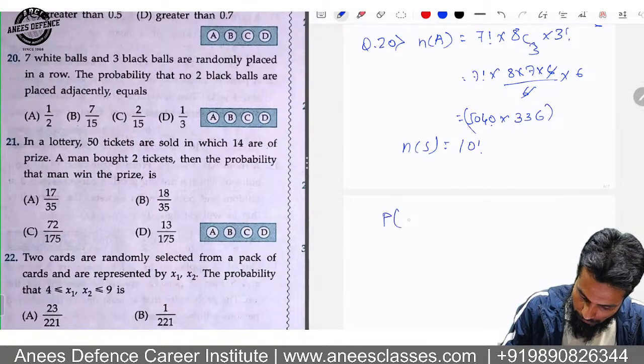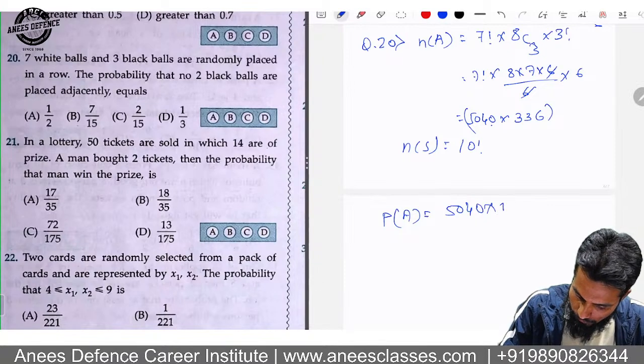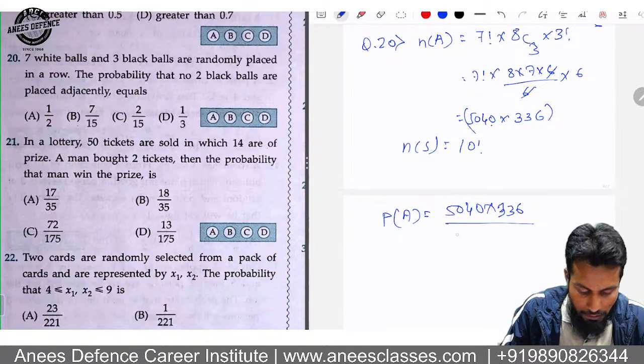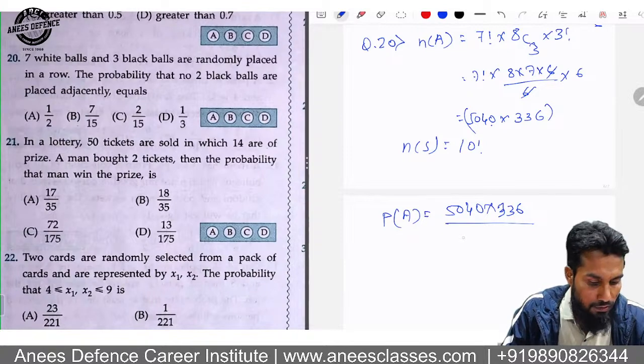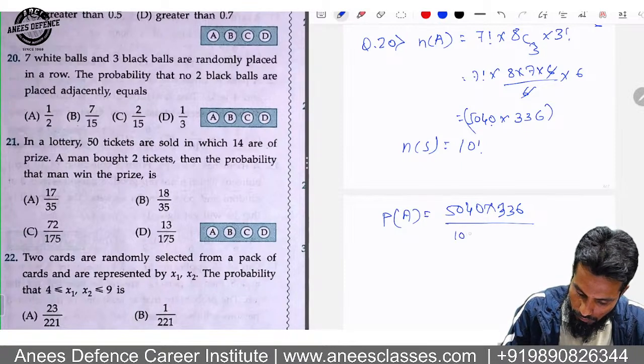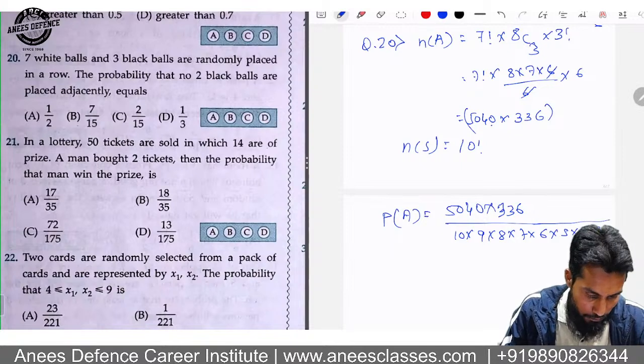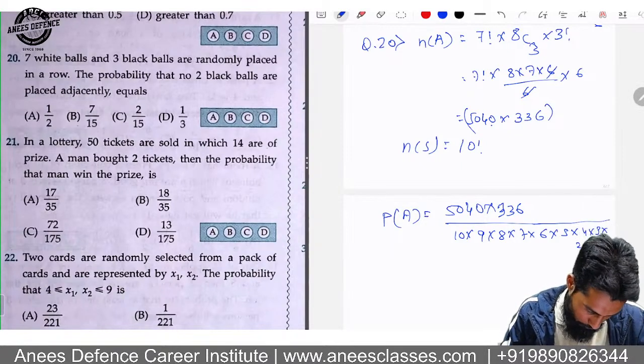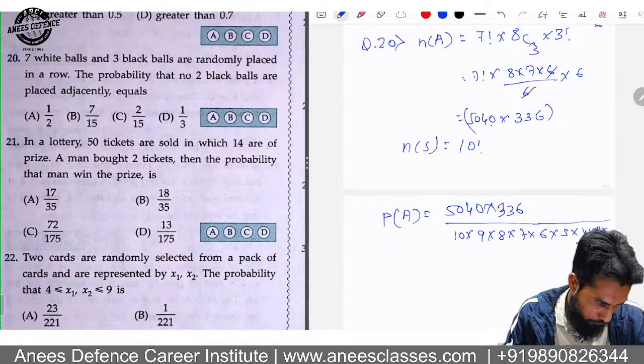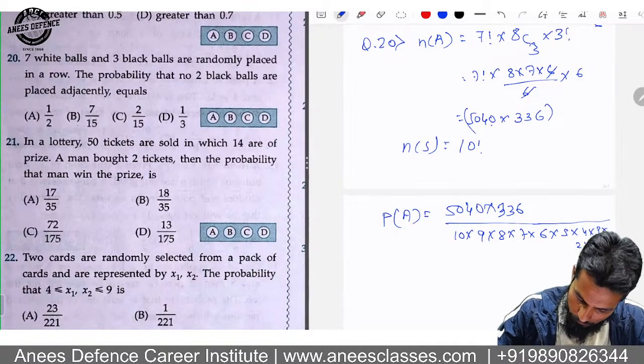So probability of A will be equal to 5040 multiplied by 336 divided by 10 factorial. What is the value of 10 factorial? 10 into 9 into 8 into 7 into 6 into 5 into 4 into 3 into 2 into 1. You are getting 7 by 15. Which is the option? B, option 20, yes B is correct.